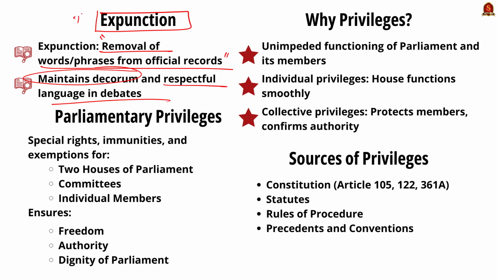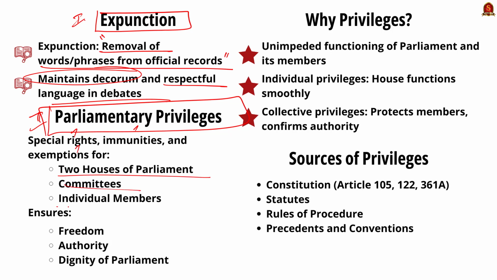It's nothing but parliamentary privileges. Okay, let us see them in a brief manner. See, parliamentary privileges are special rights, immunities and exemptions that are enjoyed by the two houses of the parliament, their committees and their individual members. These are rights and immunities without which the parliament and its members cannot discharge their functions in an effective manner.